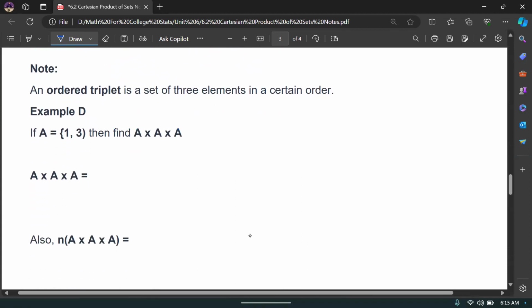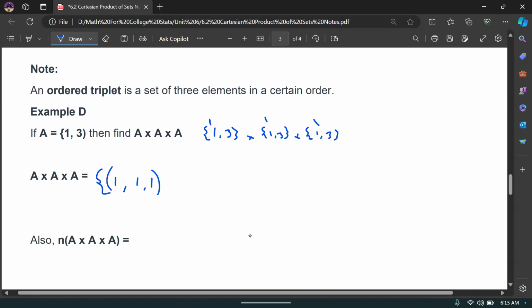Now we have an ordered triplet. So this gets good. Let's give this one a try, right? So it's the same thing, but we're going to do it 3 times instead of just twice. So essentially it's {1, 3} times another {1, 3} times another {1, 3}. So A times A times A, we're going to have 1 with the 1 and the 1. So (1, 1, 1), an ordered triplet.